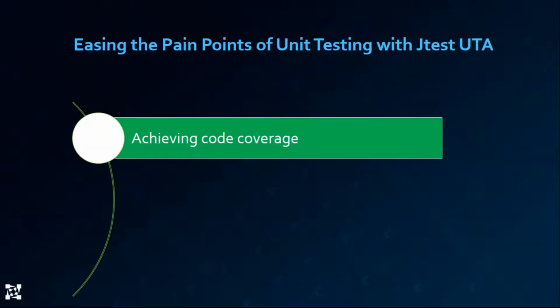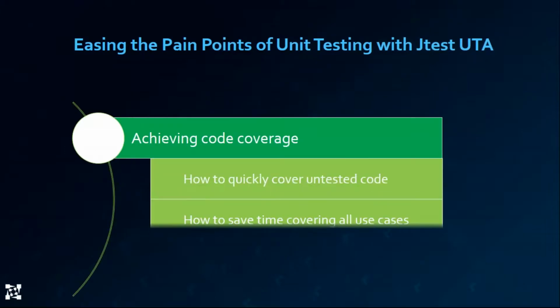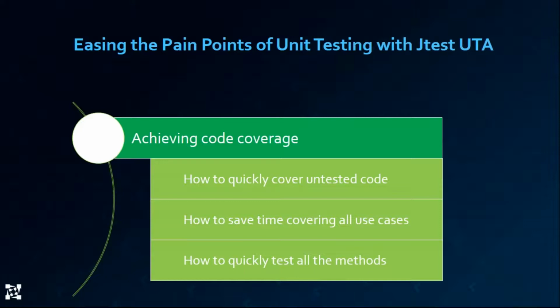Okay, so let's go back to the slides. Let's focus and talk about achieving that coverage. How can we help streamline the process of getting to those coverage numbers, Vipul? Yeah, so in the second session here, I'll be talking about how Jtest Unit Test Assistant can help you quickly uncover those areas of untested code. Then we'll look at how to cover all these use cases within your method or function, and then quickly create multiple unit tests for all your methods within a particular package or project.